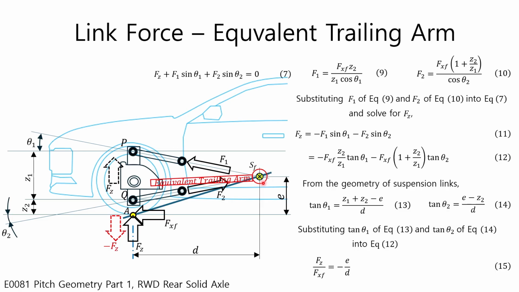As shown in equation 11, the force minus Fz is the ground reaction force for the resultant force Fz of the vertical component of the forces acting on all links when the driving force Fx is applied to the rear wheel. As shown in the figure, for the front solid axle, if the virtual reaction point, SF, is behind the front wheel and above the ground, the force minus Fz acts in the direction of reducing the ground reaction force.